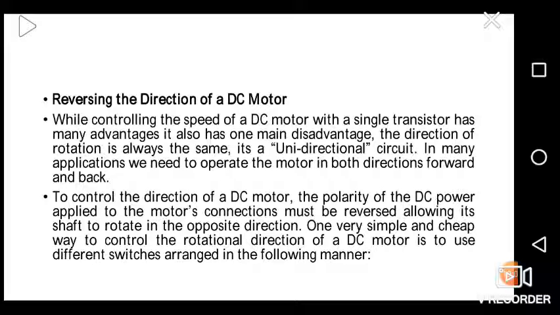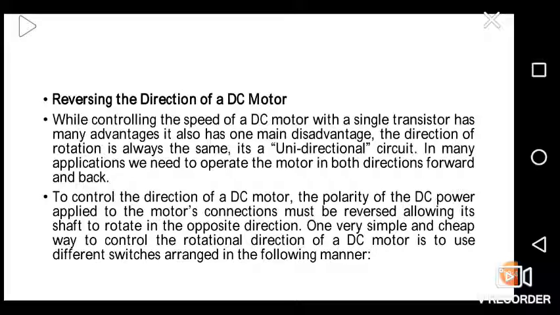Reversing the direction of DC motors. While controlling the speed of a DC motor with a single transistor has many advantages, it also has one main disadvantage. The direction of rotation is always the same. It's a unidirectional circuit. In many applications, we need to operate the motor in both directions, forward and back. To control the direction of a DC motor, the polarity of the DC power applied to the motor connection must be reversed, allowing its shaft to rotate in the opposite direction.